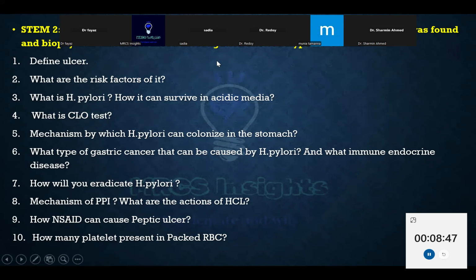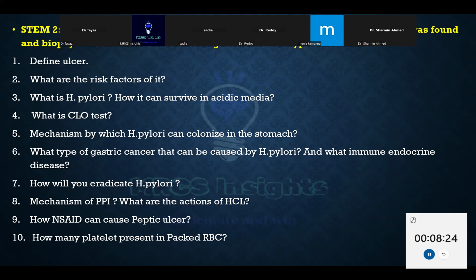Risk factors mainly H. pylori infection, non-steroidal anti-inflammatory drugs and steroids, and stress condition, and smoking, alcohol, Zollinger-Ellison syndrome, and hypercalcemia. Very good. That's all.